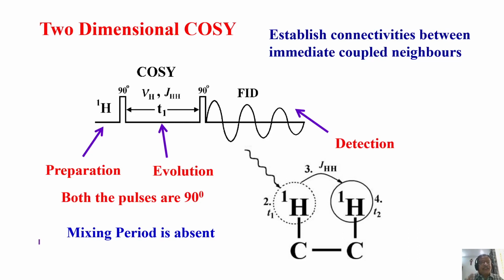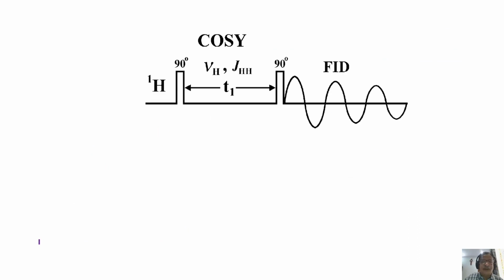I'm sorry, excuse me. So it is easy. Does it not simplify our life? Very easy to analyze. This is the most beautiful and the first experiment of the 2D. Okay. Now we'll understand what is happening in this COSY experiment.